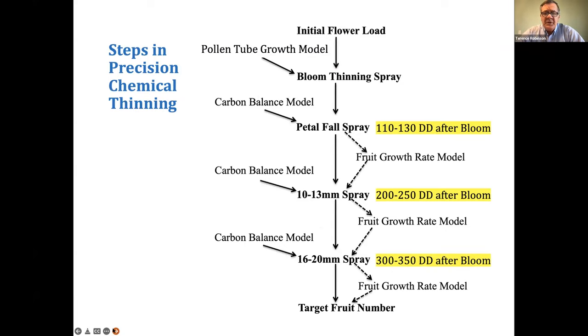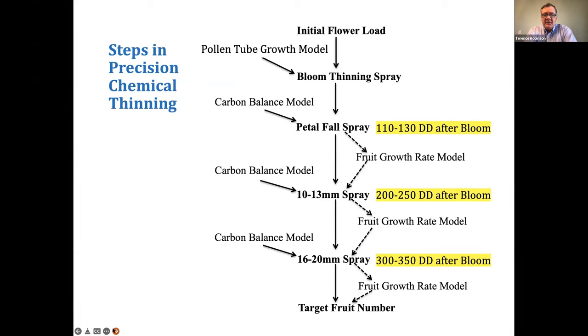Now, how do we use it? We try to time each one of the three post-bloom sprays based upon temperature degree days after bloom. So in recent years, we've been telling people, watch the carbon balance model, run it every day. And then when you get close to the 110 degree days after bloom, try to find a day to apply your petal fall spray.